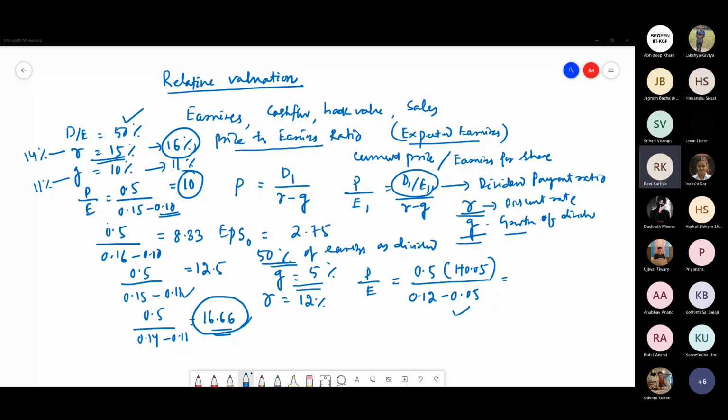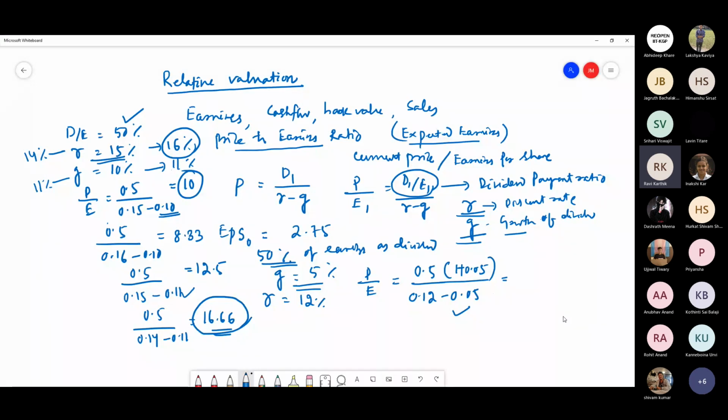Sir, I'm not getting it because of that R minus G term. I mean, I'm not getting how to define it, because P by E is basically independent of what R and G individually are. It will only depend on the difference between them. So how to define it there?